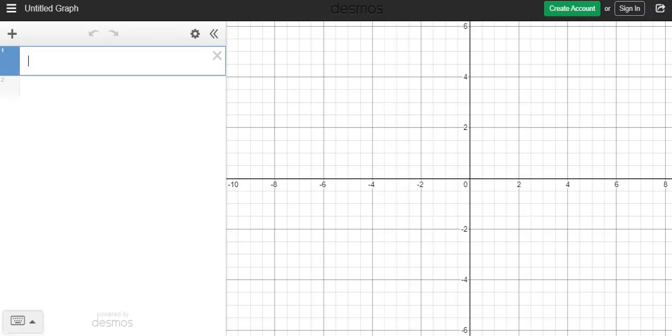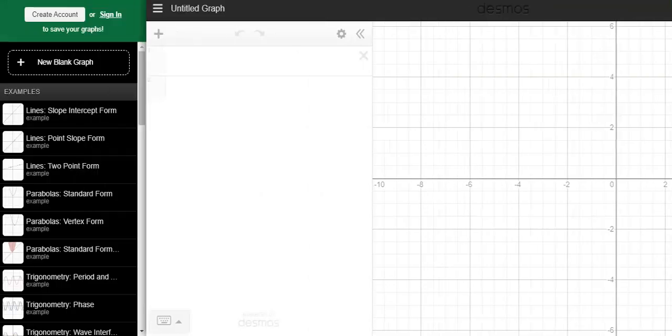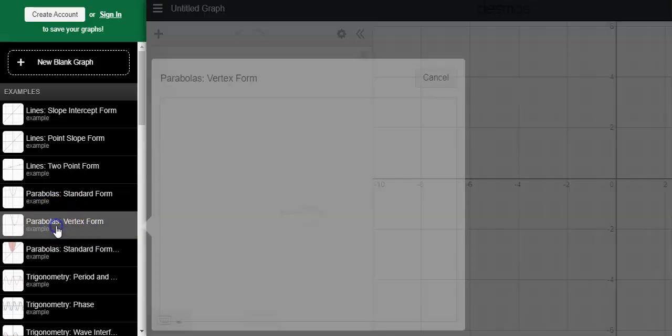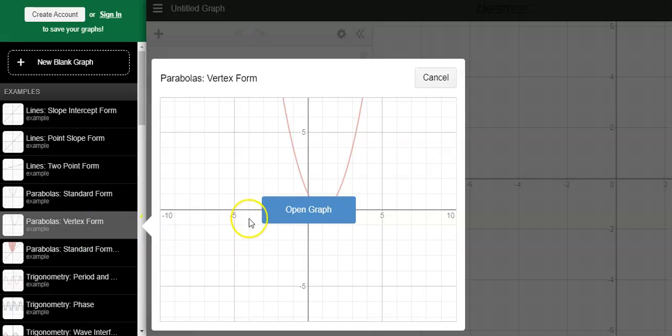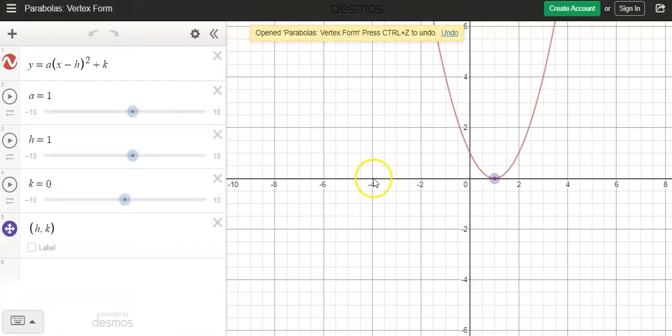And then if you go over to these little pancakes up here at the top and click on them, a bunch of options open up. Please click on the one that says Parabola's Vertex Form Example, because all of the ones we're looking at will be in vertex form. And open up the graph.